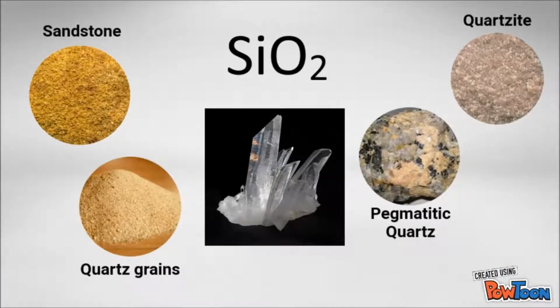Silica or silicon dioxide is found as quartz grains, sandstone, quartzite, vein quartz, or pegmatitic quartz. You can easily find silica yourself. Sand in the park or the beach is a form of silica.